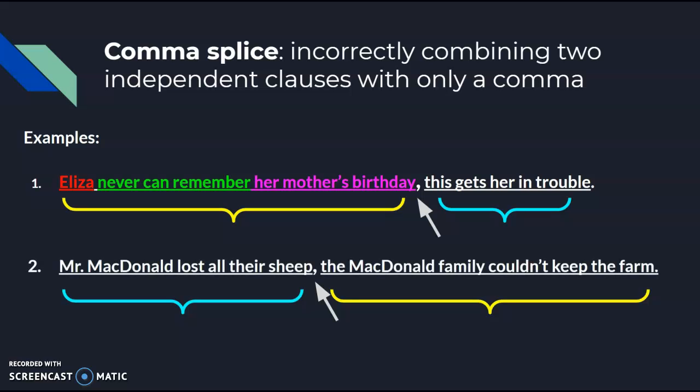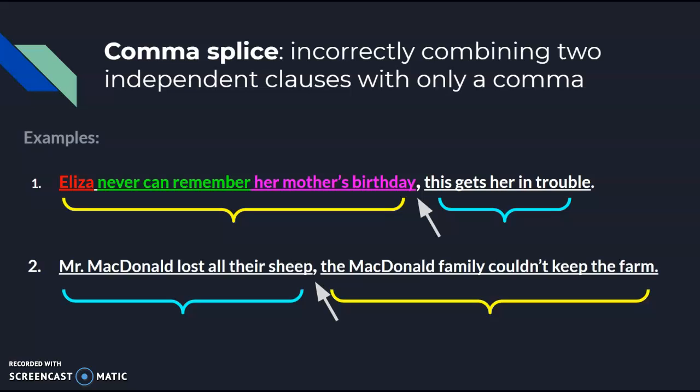A second example is, Mr. McDonald lost all their sheep. The McDonald family couldn't keep the farm. So we have two distinct independent clauses. Mr. McDonald lost all of their sheep, comma, the McDonald family couldn't keep the farm. So we have a comma splice.